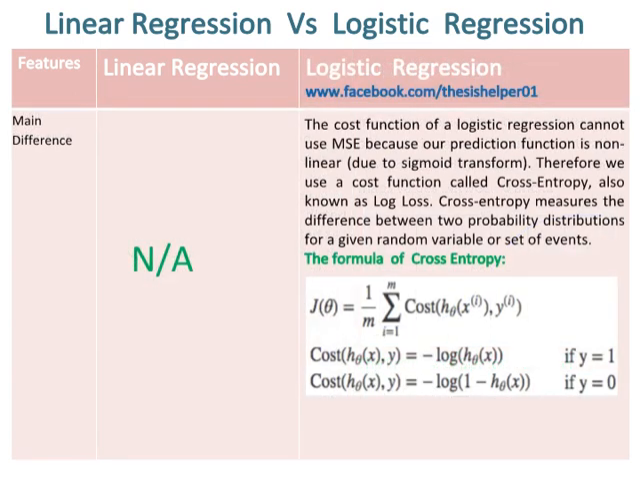The cost function of a logistic regression cannot use MSE because our prediction function is non-linear, due to sigmoid transform. Therefore, we use a cost function called cross-entropy, also known as log loss. Cross-entropy measures the difference between two probability distributions for a given random variable or set of events. The formula of cross-entropy is given.